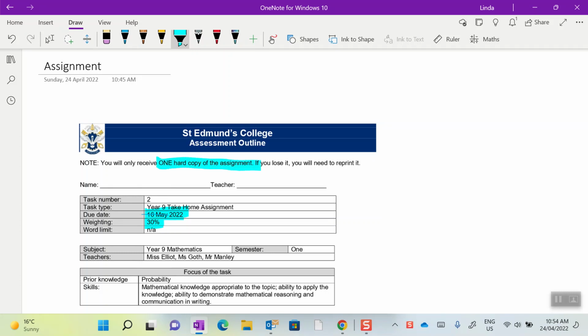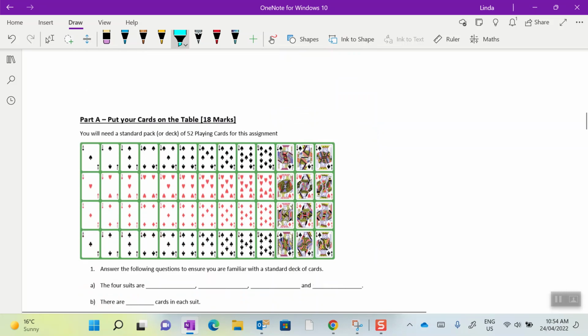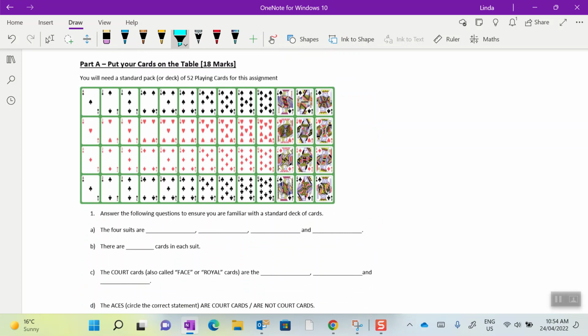You're only going to get one hard copy of the assignment, so if you lose it, you need to reprint it. And if you've lost your words and your numbers, your teacher will be able to give you access to it. Now, question 1 should be very similar to the type of thing we've done in class, so I'm not going to go through the answers to that.